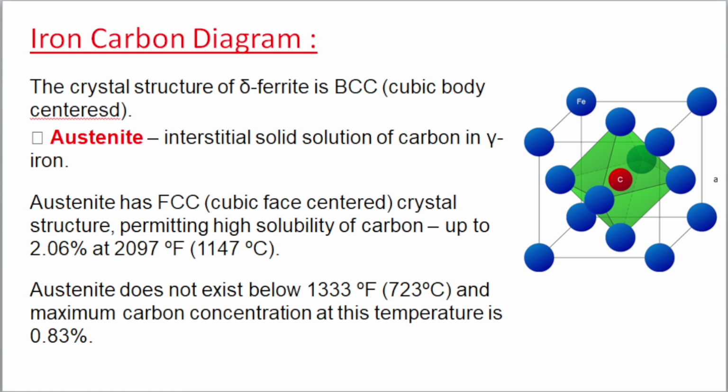Austenite: interstitial solid solution of carbon in gamma iron. Austenite has FCC, face-centered cubic, crystal structure, permitting high solubility of carbon, up to 2.06% at 2097 degrees Fahrenheit, 1147 degrees Celsius. Austenite does not exist below 1333 degrees Fahrenheit, 723 degrees Celsius, and the maximum carbon concentration at this temperature is 0.83%.